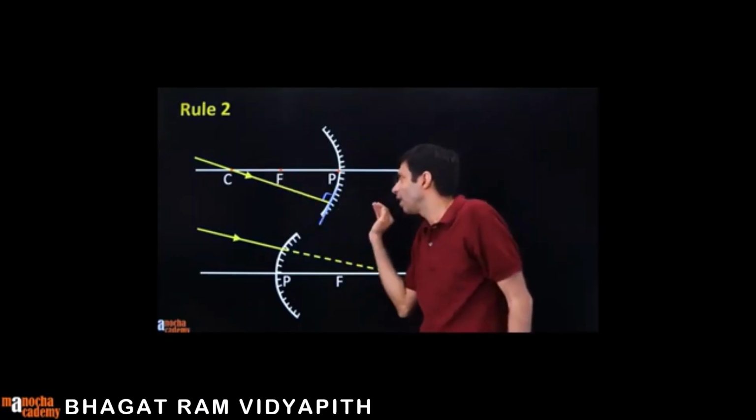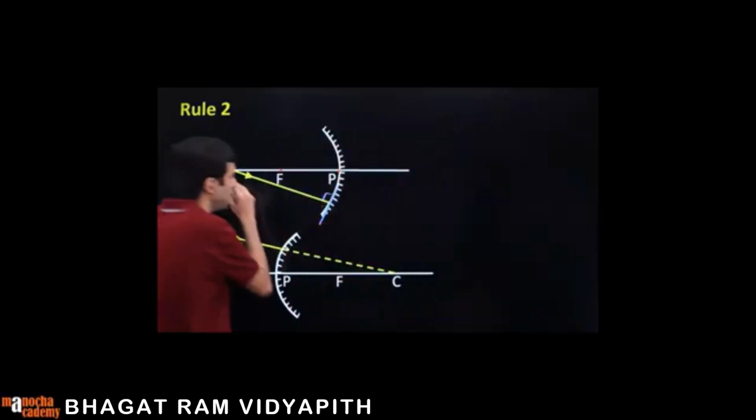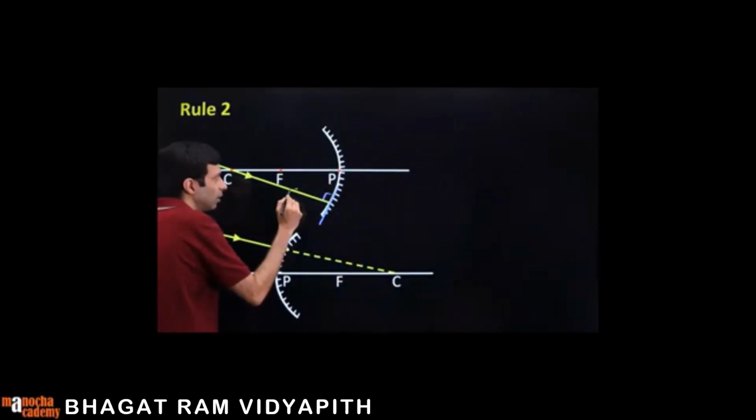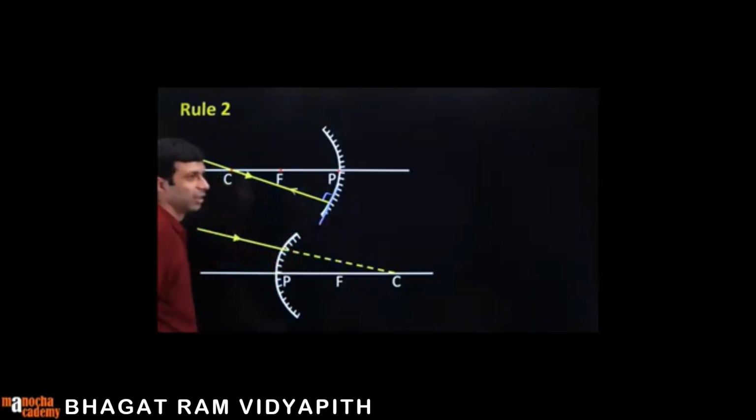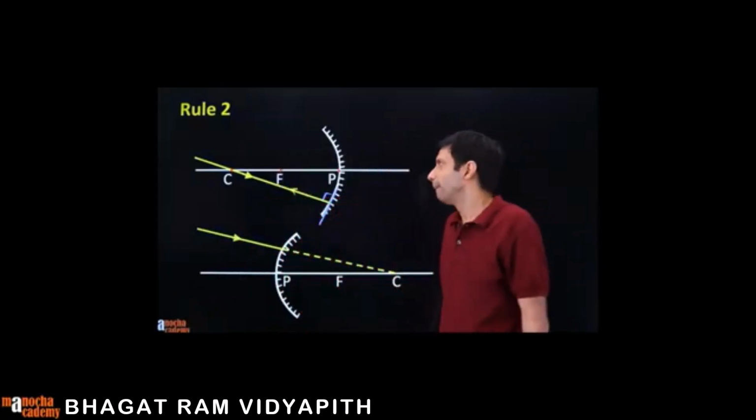It is falling on the mirror. After reflection, it will simply go back, because it is normal incidence, it is falling perpendicular. So it will simply go back along its path. So this is one rule which confuses some people. Why is it going straight back?